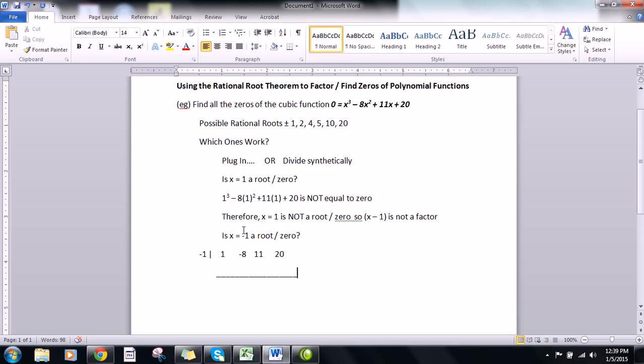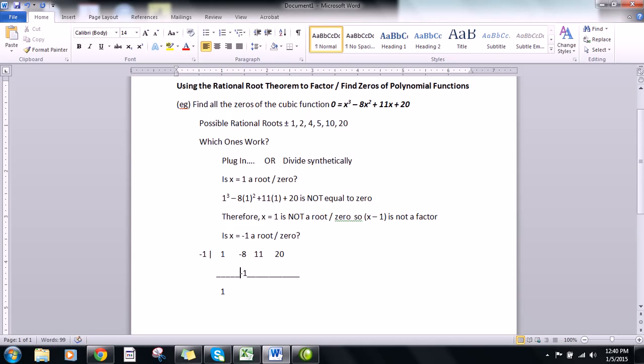I'm seeing if -1 is a root, and if -1 is a root, I'll get a 0 remainder, which means x plus 1 would be a factor of this cubic. So I start by bringing the leading coefficient, the 1, down. So down here comes a 1. And then I multiply -1 times 1 and put that right here.